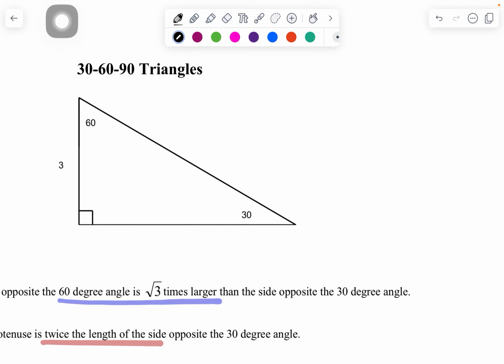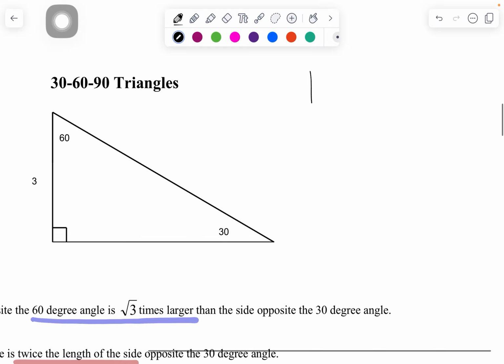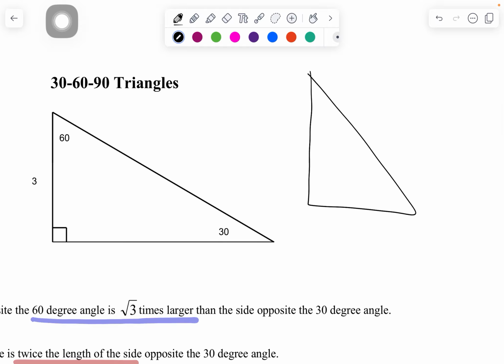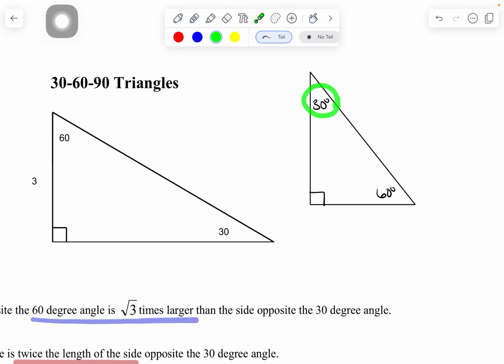So I'm going to draw myself a little triangle off to the side and give you this in generic terms. I'm going to make that my 30-degree angle. I'm going to make that my 60-degree angle. So here's my 30-degree angle. The side opposite that is going to be the shortest side, and that is the one that everything is based off of. That is my x.